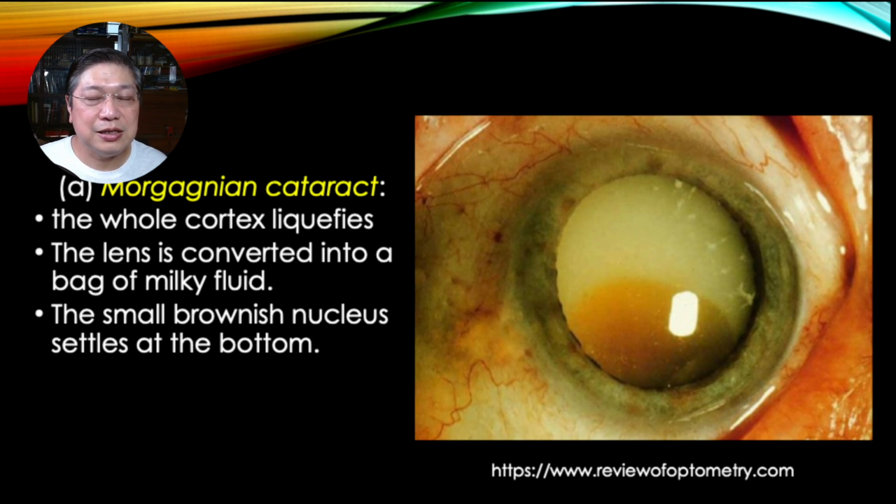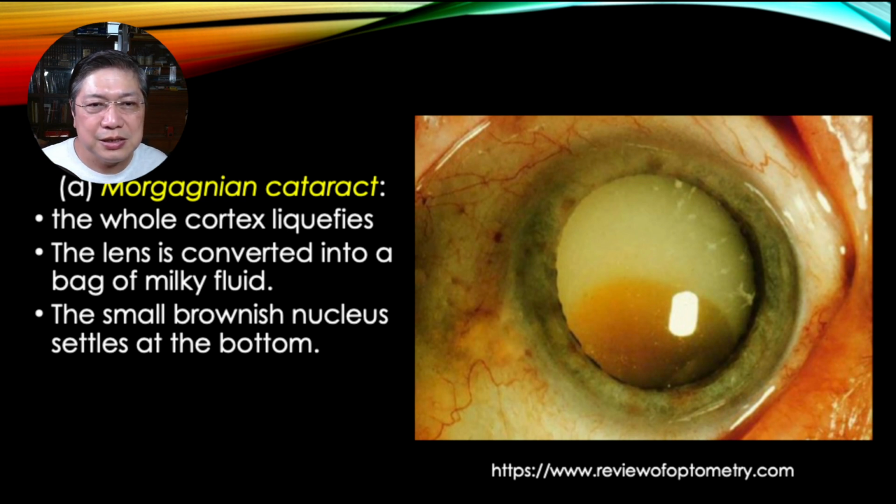the eye of a doll. When you shake the doll, the eye actually shakes also. It also happens to this patient. When you ask the patient to look left or look right, the lens will bounce left and right. If you ask the patient to look up and down, that nucleus will bounce up and down.